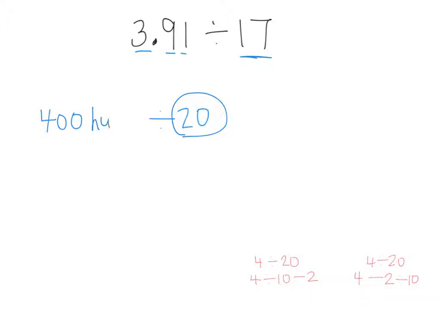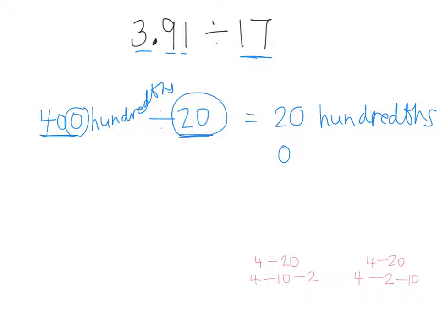400 hundredths, so let's write that. 400 hundredths divided by 20. Now, let's do the numbers first. What's 400 divided by 20? Well, I could do 40 divided by 20, which is 2, and then I have one factor of 10 left over. So 400 divided by 20 is 20, but it's 20 what? Hundredths. And so if I write that in standard form, it's 0.20, otherwise known as 2 what? Tenths. So we can say that 3 and 91/100ths divided by 17 is approximately 2 tenths.